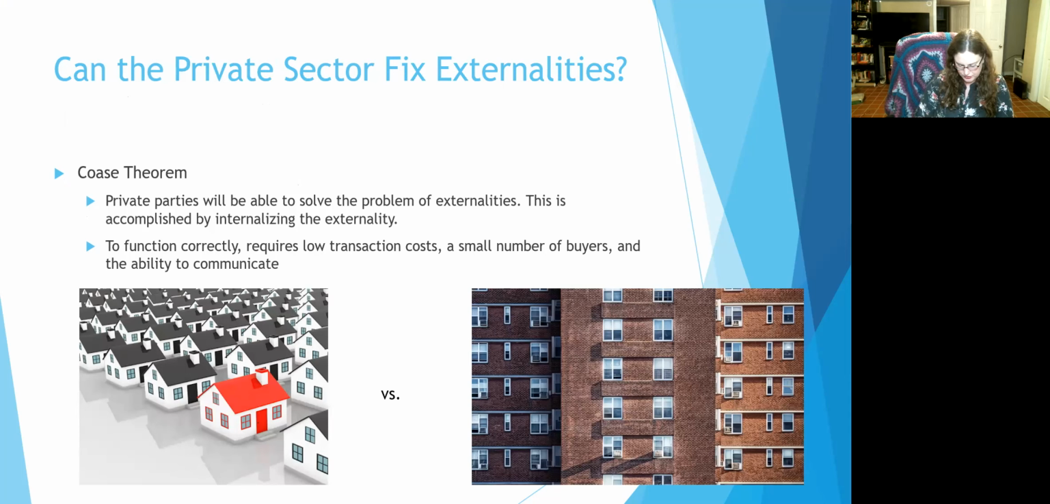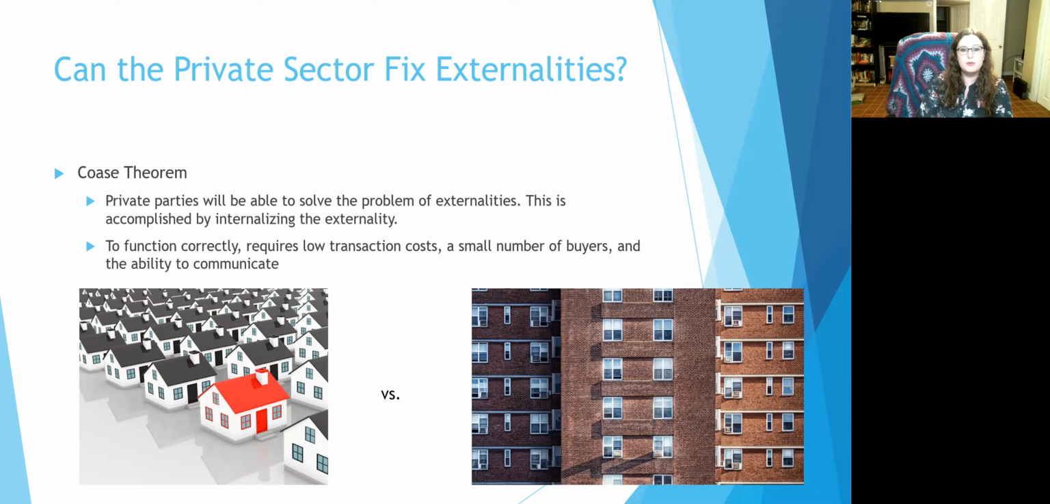So we have these externalities, and you're probably wondering, well, why government? Fair question, right? Because government's not always the most efficient method at solving a problem. But sometimes they're the only way to solve a problem. So let me tell you about something. So private sectors can actually fix externalities pretty well. We call this the Coase theorem.